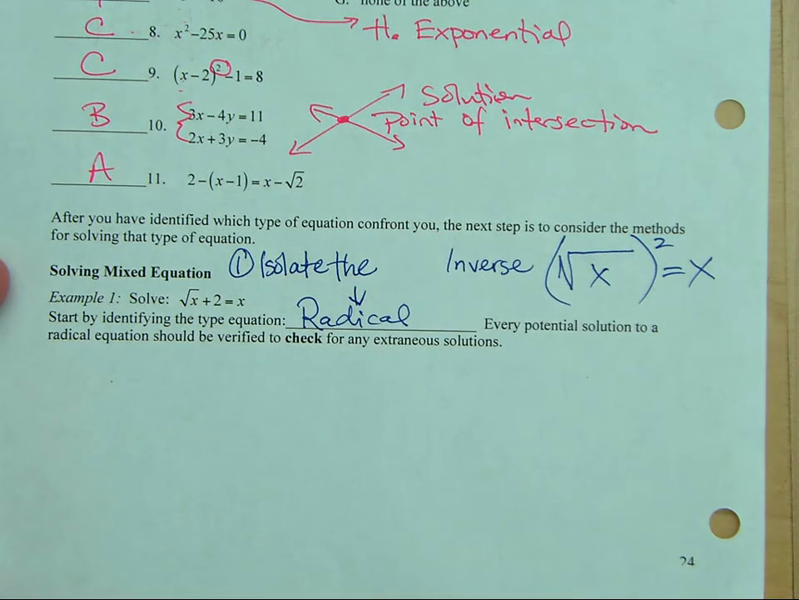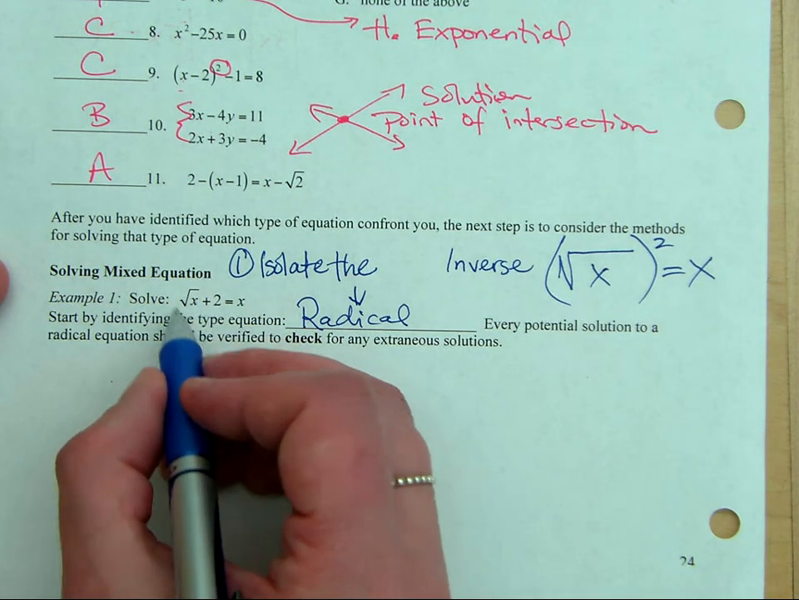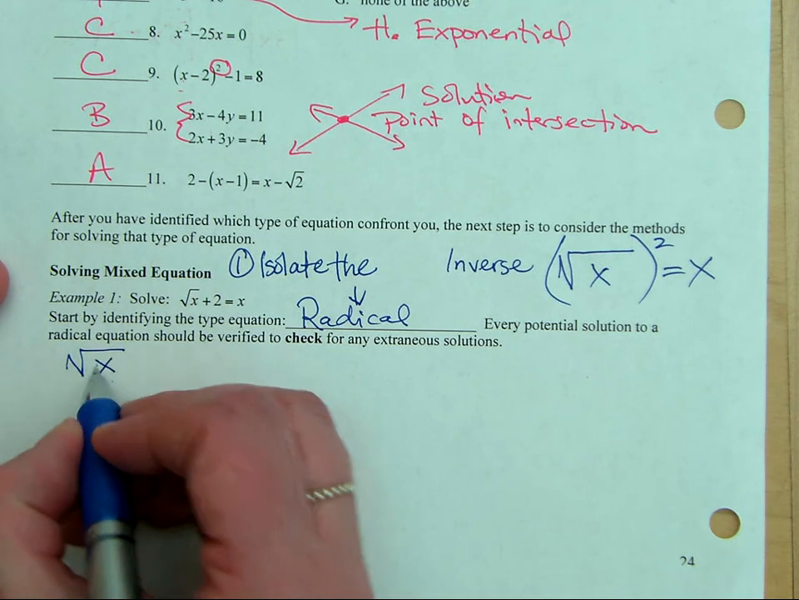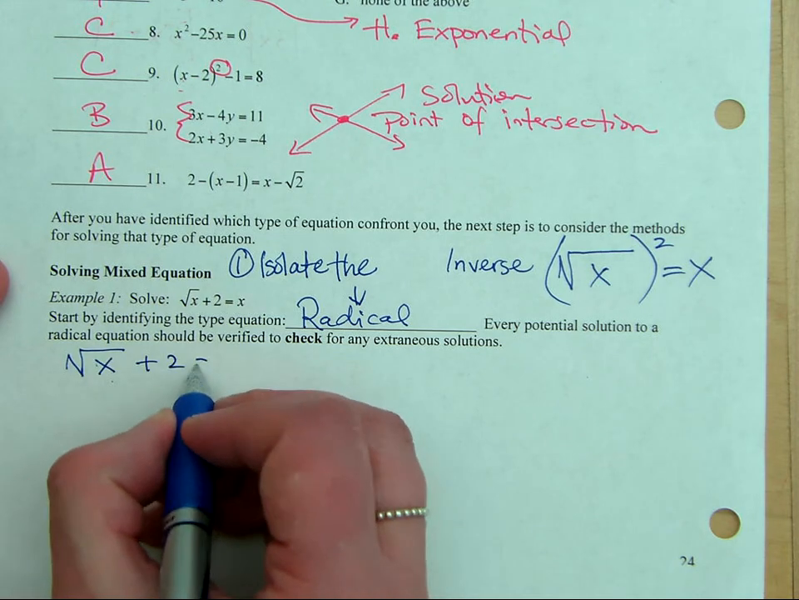I just pointed to the radical, so I didn't have to write it again. So we want to isolate the radical. That means we want to get the radical by itself. What could I do to isolate the radical? So I'm going to write the square root of x plus 2 equals x.